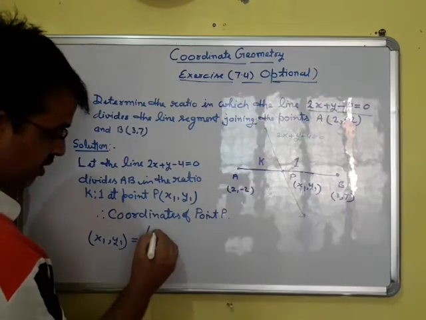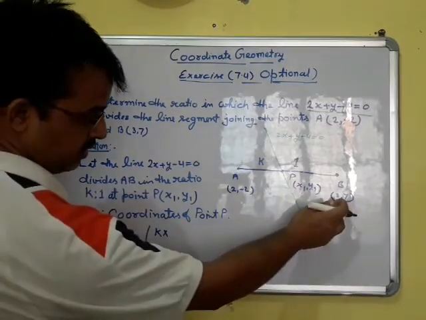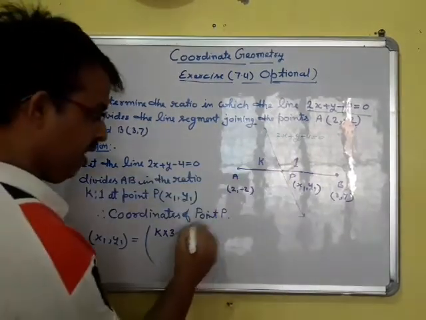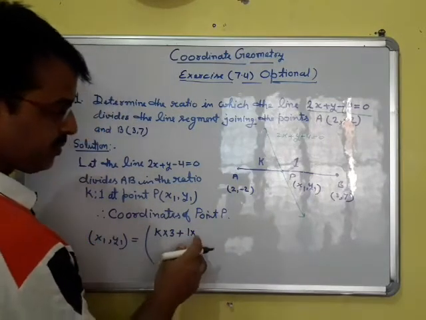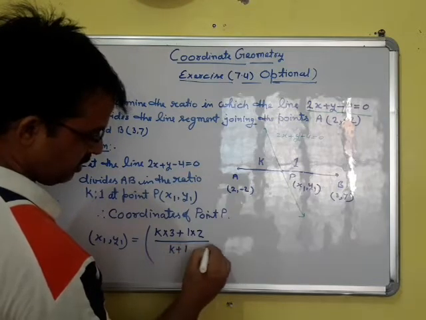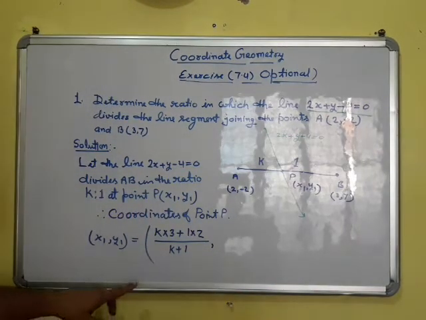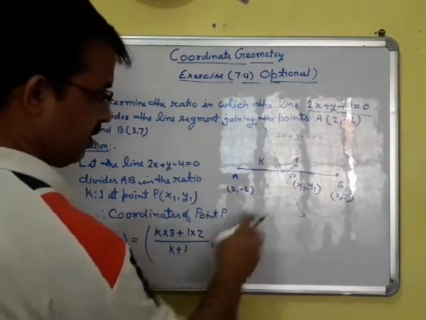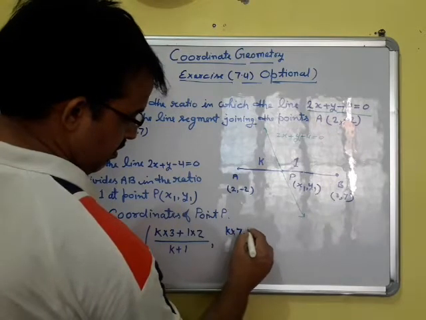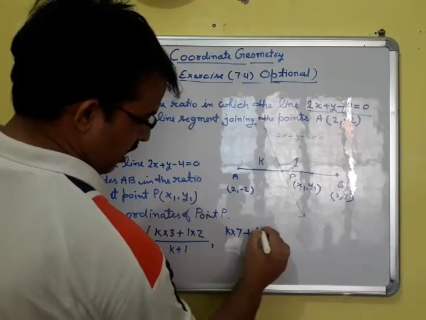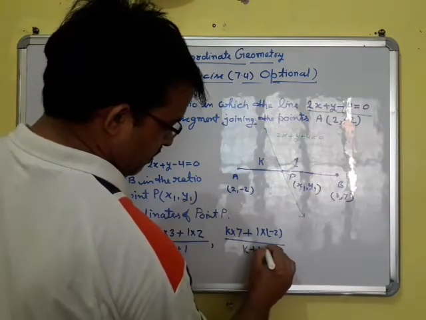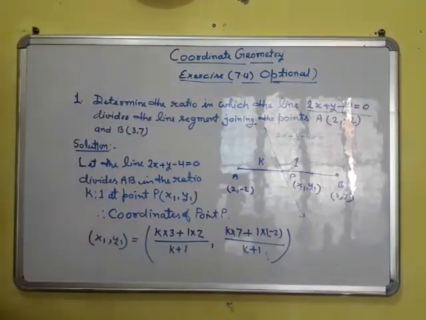So here it is k into x2, which is 3, plus m2, which is 1, into x1, which is 2, over the sum m1 plus m2, so here it is k plus 1. This one is clear. For y, what do we take? k into y2, which is 7, plus 1 into y1, which is minus 2, upon k plus 1. This one is clear.